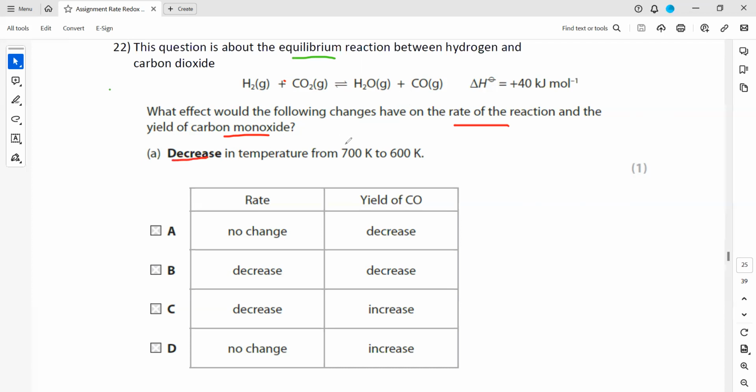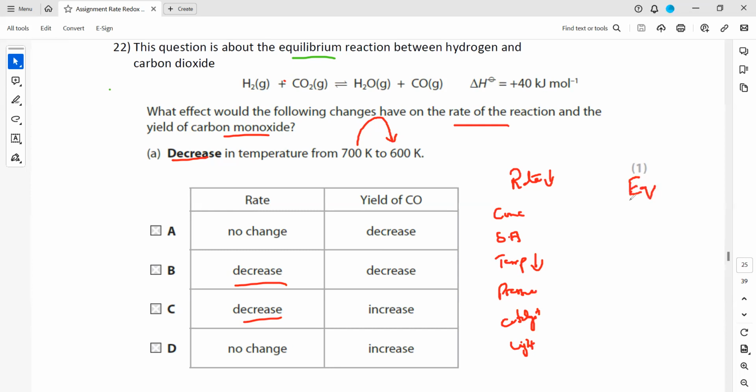If we decrease the temperature from 700 to 600, what factors affect the rate of a reaction? Rate is affected by concentration, surface area, temperature, pressure, and catalyst, and in some reactions, the rate is affected by light, as in photochemical reactions. If we increase any of them, the rate will increase. But here we are decreasing the temperature, so the rate should also decrease. So the rate decreases, and either B or C can be the answer.